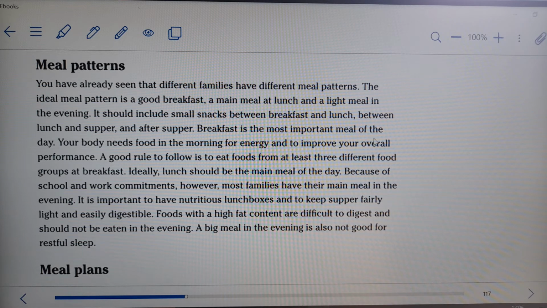Breakfast is the most important meal of the day. Your body needs food in the morning for energy and to improve your overall performance. A good rule to follow is to eat foods from at least 3 different food groups at breakfast. You hear that? At breakfast, you must eat from 3 different food groups.